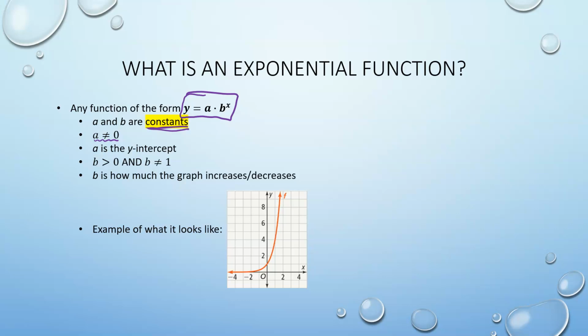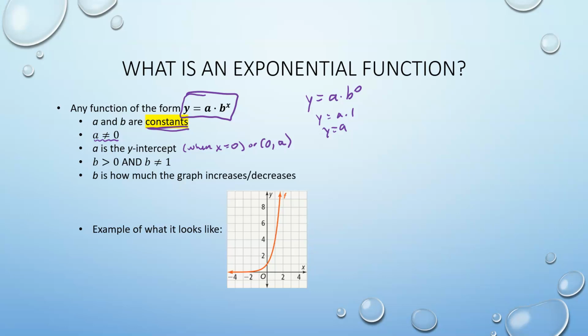Now the next bullet point says a is the y-intercept. Hopefully that makes sense, because the y-intercept is when x equals 0. Well, if I put 0 in for x, if I have y equals a times b to the 0, hopefully you remember anything to the 0 power is 1. So that's why the y-intercept is just a. Okay, so the a is the y-intercept, or you could write it as the ordered pair 0, comma a.